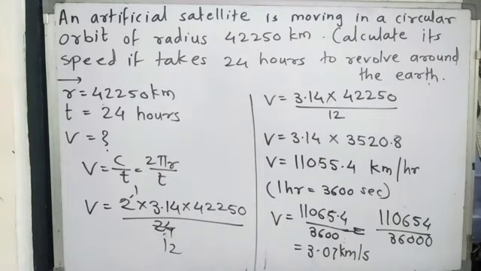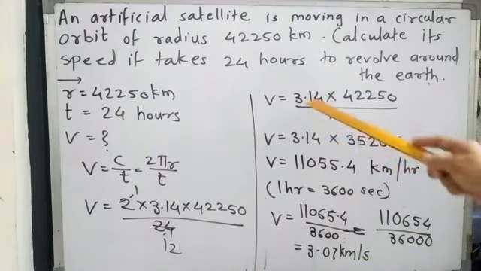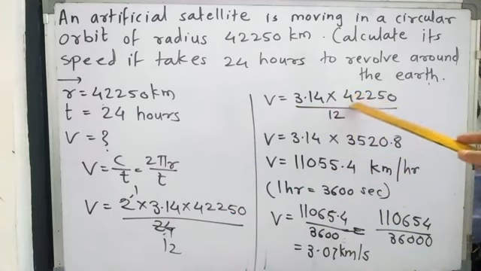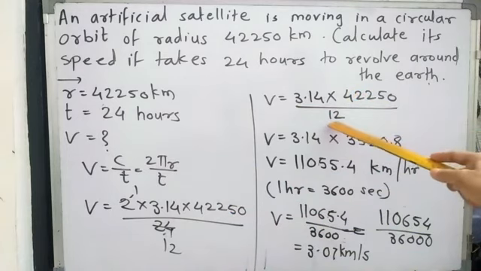So we know velocity is distance upon time. Here distance is circumference. So velocity is 2 pi r upon t. Now we will substitute. So 2 pi value 3.14, r value 42,250, upon time is given in hours, that is 24. So we'll cut 24 by 2. So what we get, that remain only 12 at the denominator. 2 will get cut. So 3.14 into 42250 upon 12.